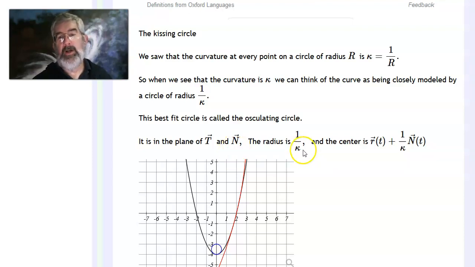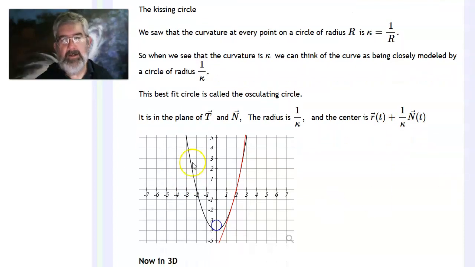So it will be a circle of radius 1 over k, and the point of contact would be r of t, but then move over a distance 1 over k in the direction of the normal vector. So for instance, here I've got the curve y equals x squared minus 4. And we calculated in a previous video that this curve would have curvature 2 right here. And so the circle of curvature has radius 1/2.